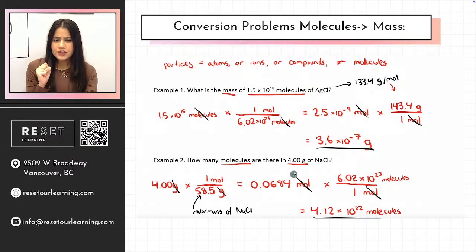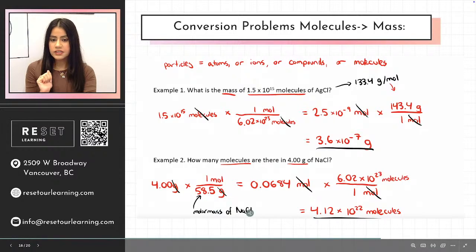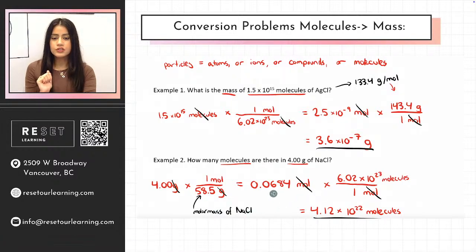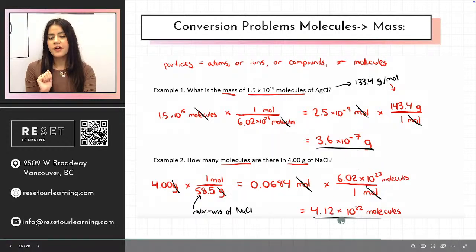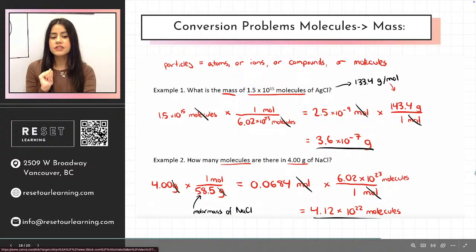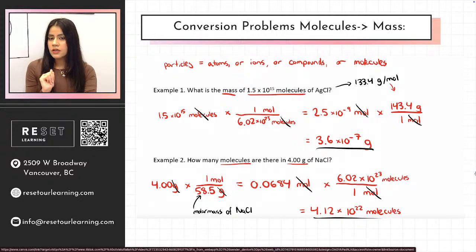Now, how many molecules are there in 4 grams of silver chloride? Same thing. You've been told to find your molecules, but you've been given your mass. So now you have to go backwards. So let's convert your mass to moles, because moles is our midway, our layover. So 4 grams times 58.5, which is molar mass of NaCl. I got my moles, which is 0.0684, and then you'll multiply it by your molecules, and you'll get your final answer, which is 4.12 times 10 to the 22 molecules. So this is the multi-step conversion, okay?